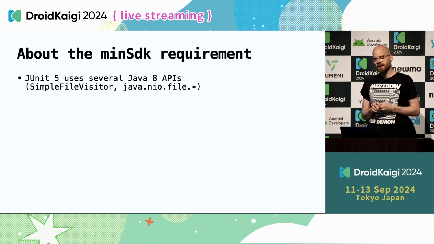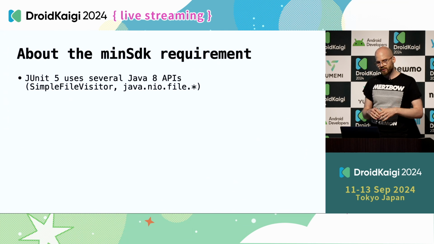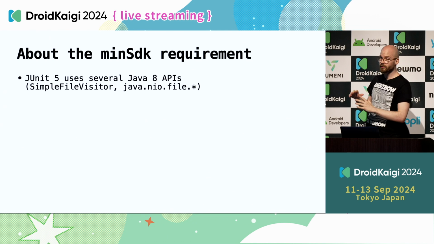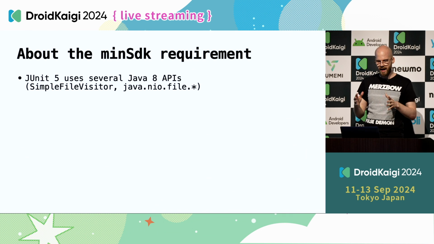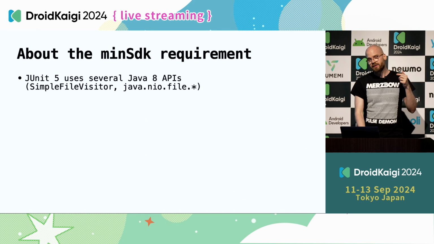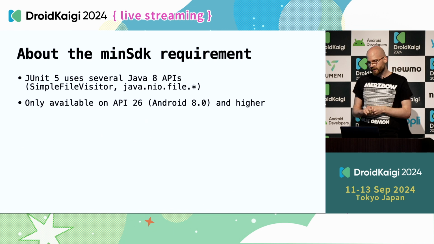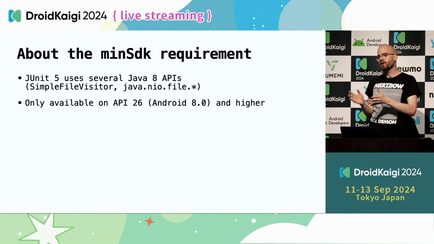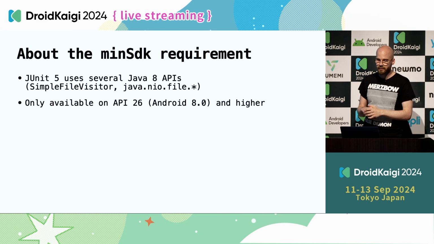So JUnit 5 is rebuilt from scratch, and it uses several Java 8 APIs. It's built on top of Java 8. So for example, it uses something called Simple File Visitor, also the NIO File API. And these are things that only exist from Java 8. And this means that you can only run the tests on an Android device that is also built on top of Java 8. And that is API 26 or higher.